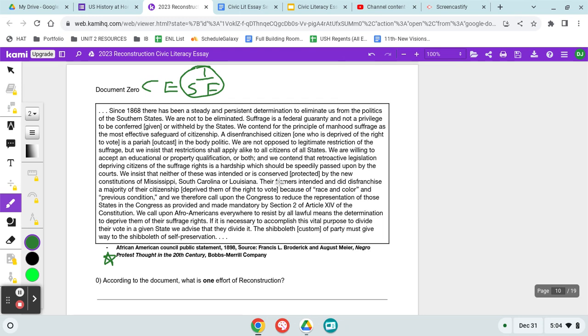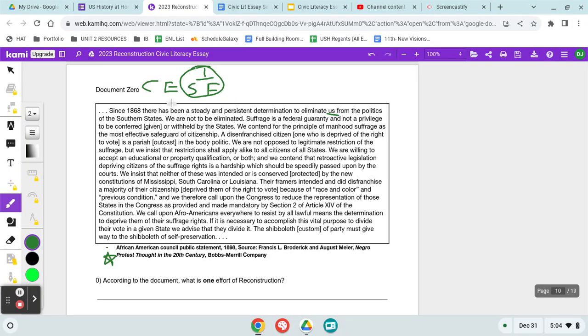So here we go. "Since 1868, there has been a steady and persistent determination to eliminate us from the politics of the southern states." Okay, let's unpack this really quickly. Since 1868, there's been a steady and persistent determination to eliminate us from the politics. Who is us? Well, this is probably a group of African Americans in the South. The source is the African American Council. So you're really understanding that us is the perspective. This document is written from the perspective of African Americans at the end of Reconstruction or late in Reconstruction.